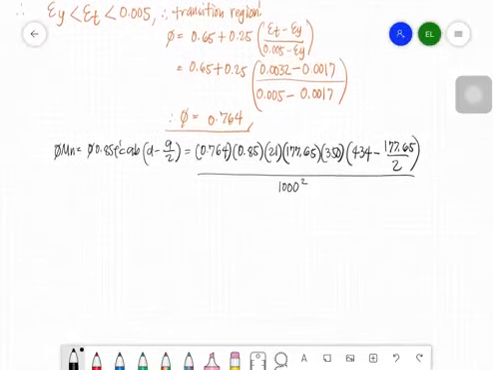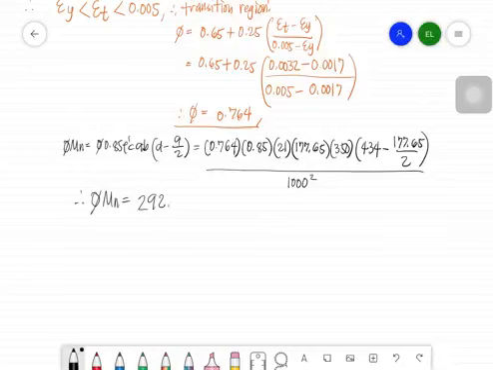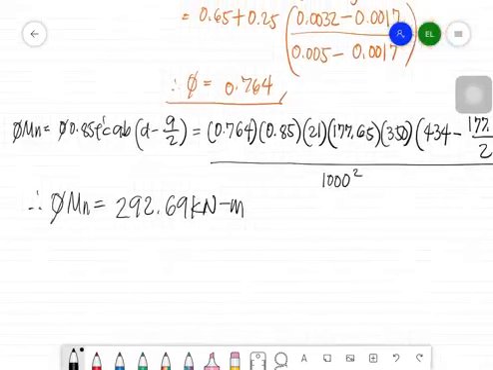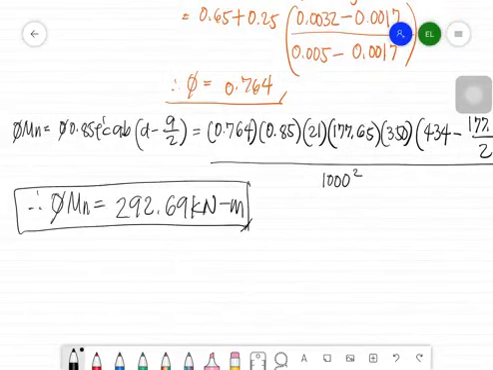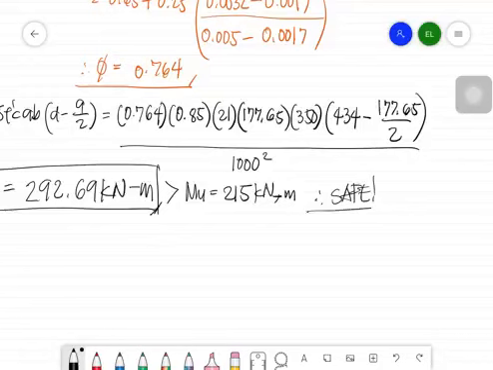Now therefore phi Mn is equal to 292.69 kilonewton meter. So this is the answer now. This is greater than your Mu, which is 215 kilonewton meter. Therefore this is safe.